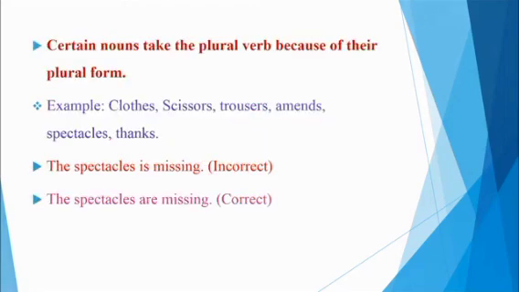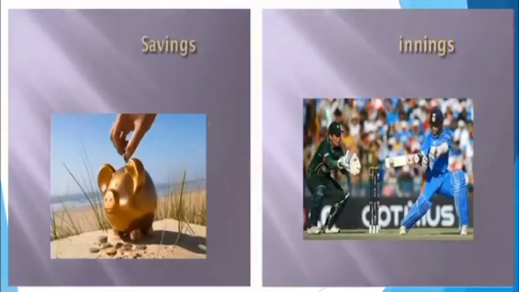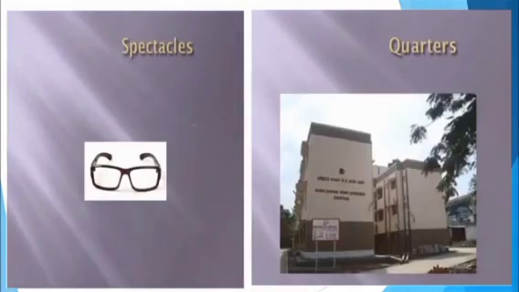Certain nouns take the plural verb because of their plural form. Example, cloths, scissors, trousers, amends, spectacles, thanks. Let's see the first sentence. The spectacles is missing. Is that a correct sentence? No. The correct sentence is the spectacles are missing. Some nouns are always used in plural. For example, trousers, scissors, savings, innings, spectacles, quarters, etc.